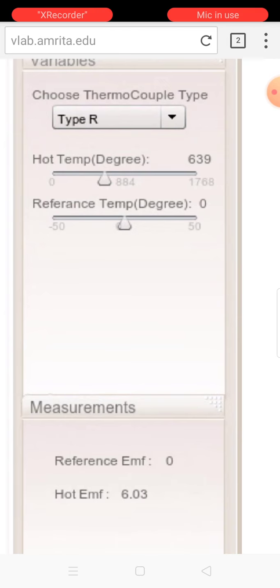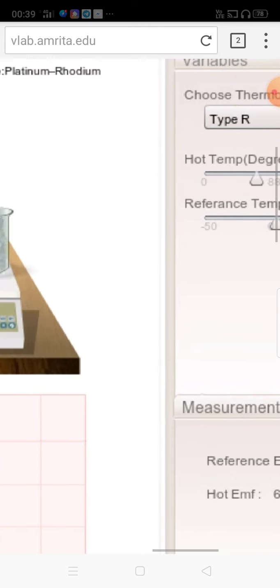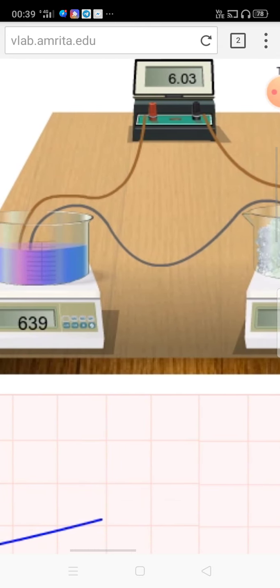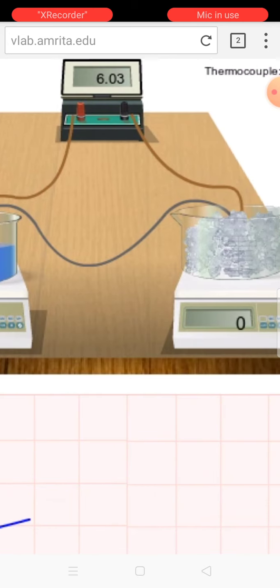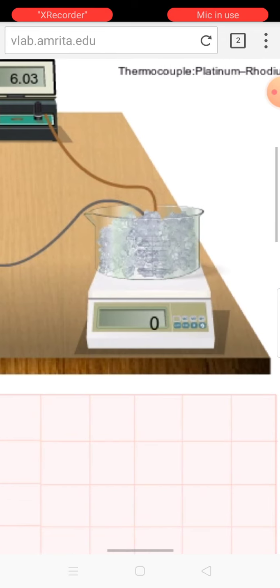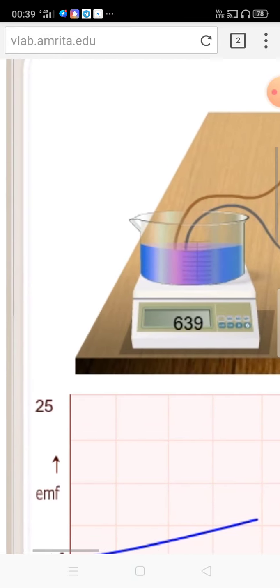Reference EMF was initially 0. The hot EMF is 6.39. So this way, for the number of temperature differences you generate, you will get that number of potentials. So we are getting the differential potential across the hot and cold, and we have kept one of the junctions fixed and the other junction variable.